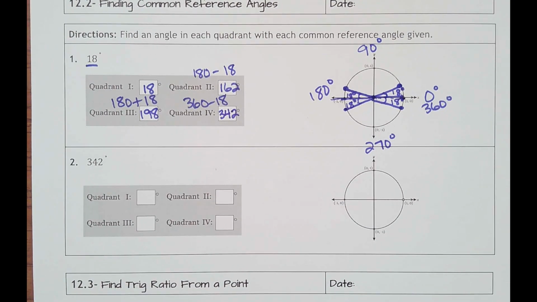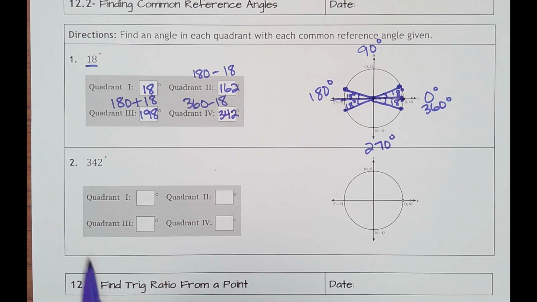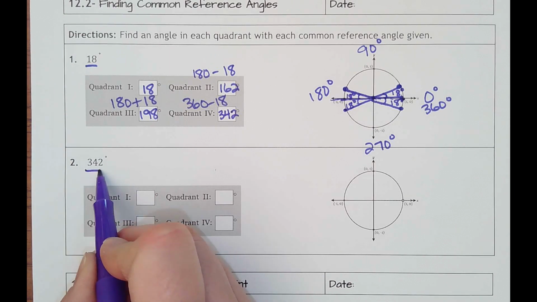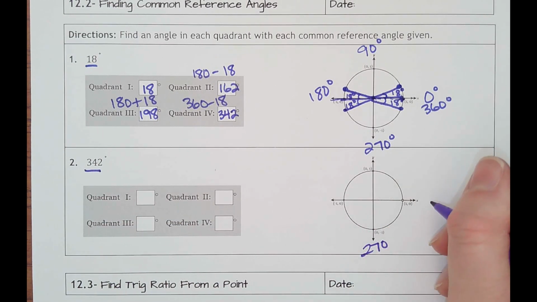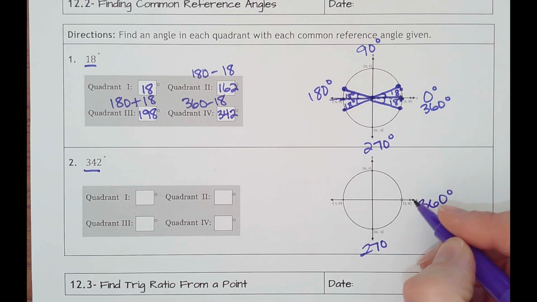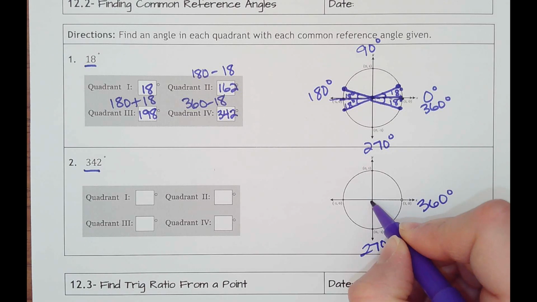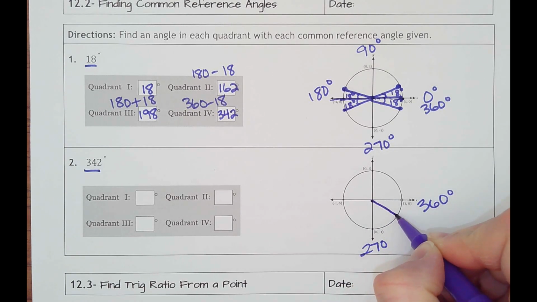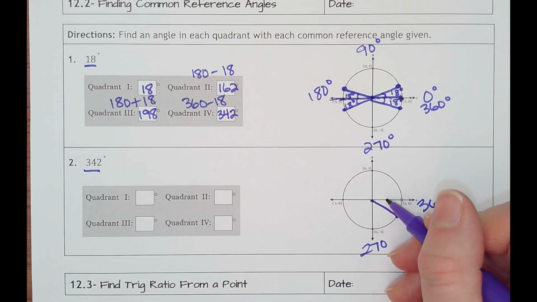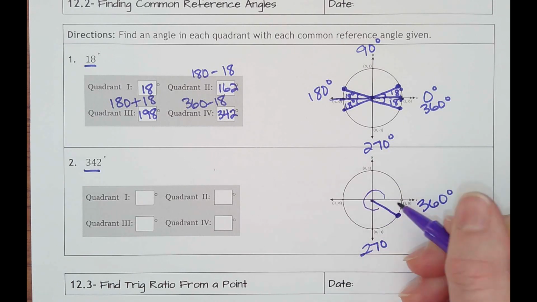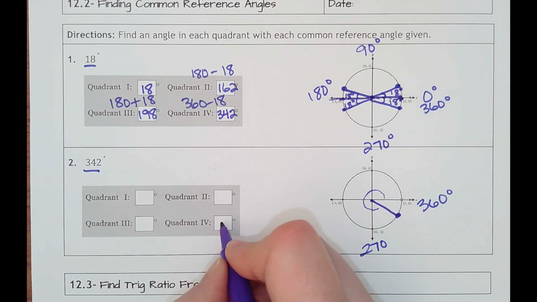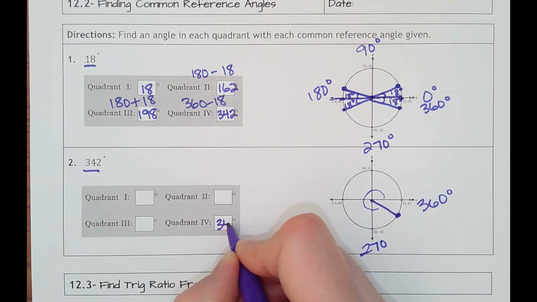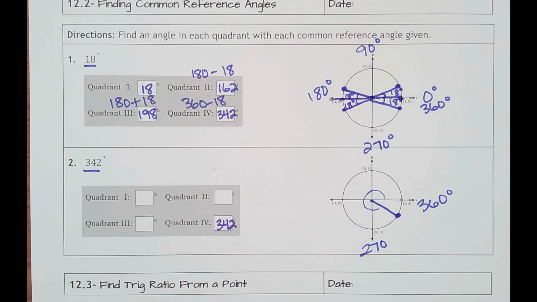But what if the angle that they give you is not in quadrant 1? Let's look at one of those. So 342 degrees. Which quadrant would that be in? That'd be between 270 and 360, so that would put us in quadrant 4, somewhere in here. Okay, so all the way around here is 342 degrees. I'm going to go ahead and put that in quadrant 4, because that is that angle.